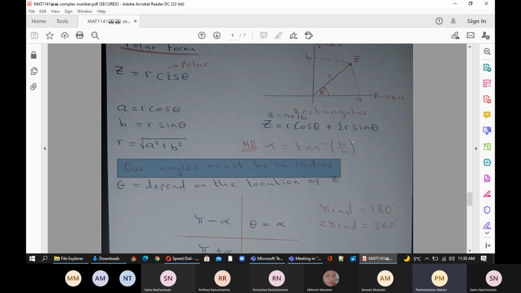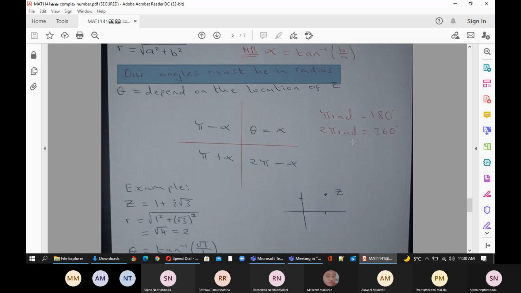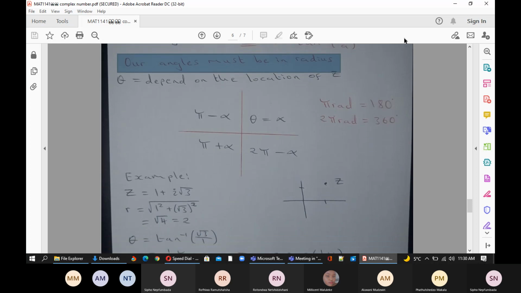So now, as far as we are concerned, can we proceed? I have said that theta depends on the location of Z. So this is the location. This is our Cartesian plane. Okay, before we talk about the Cartesian plane, let's come here.